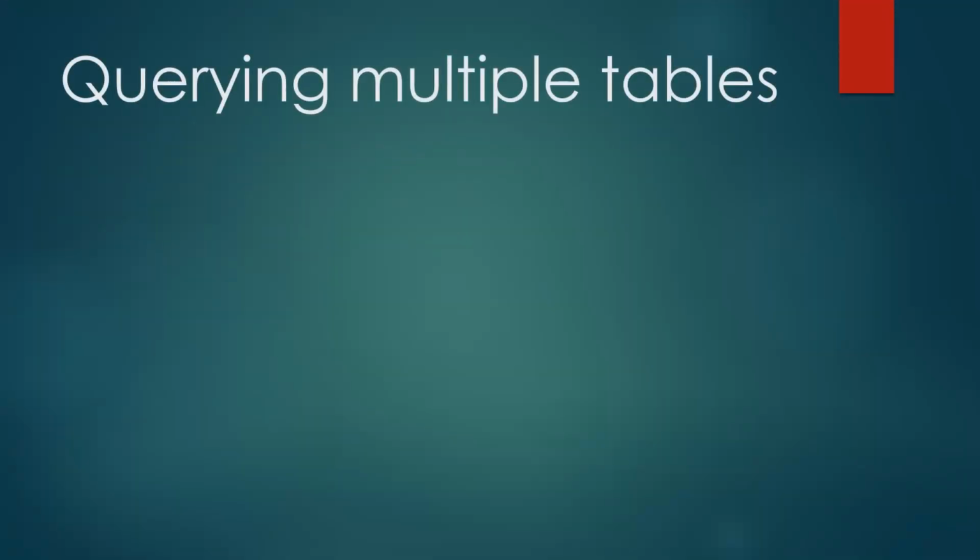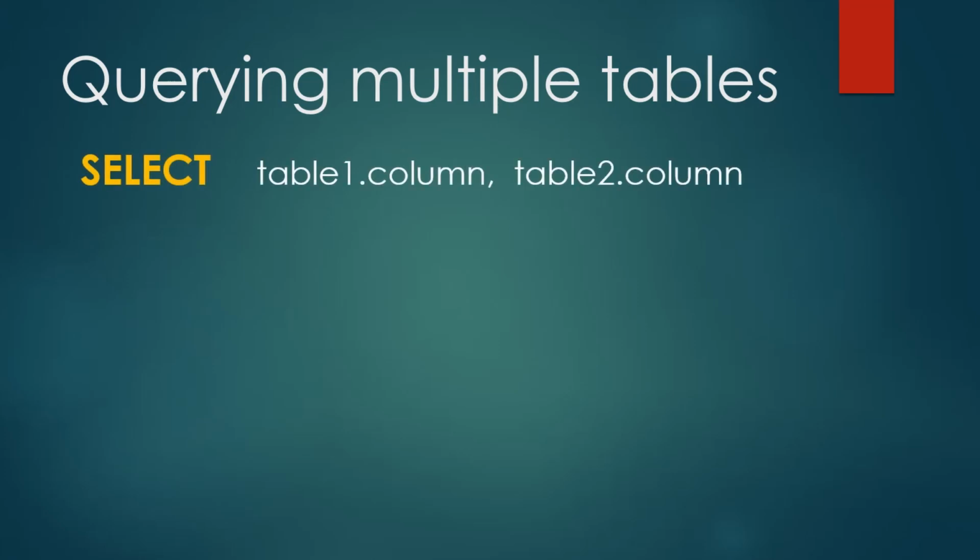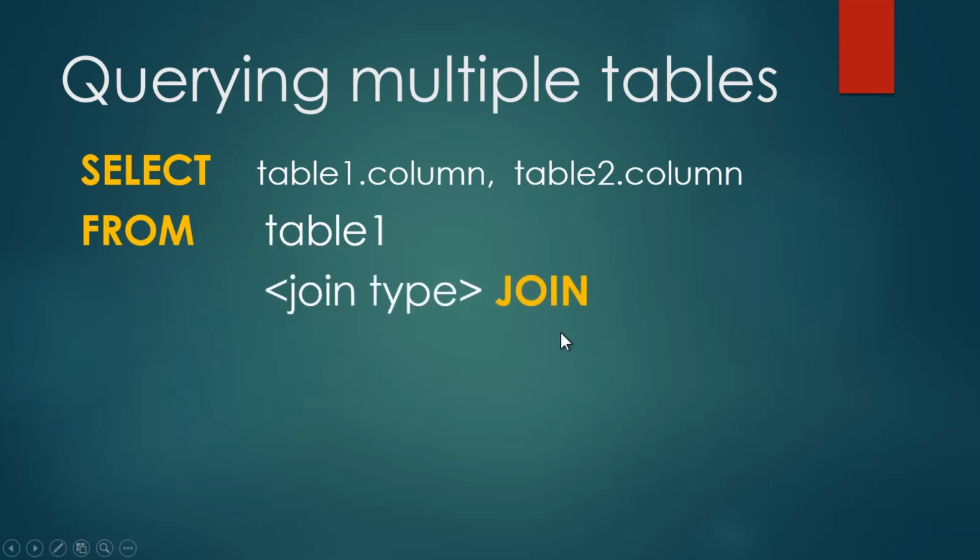So let's analyze the statement that we wrote to query those two tables. Well, it began with a select clause. So we had a from clause. We selected from table 1, and then we had another bit of text that was the join command.